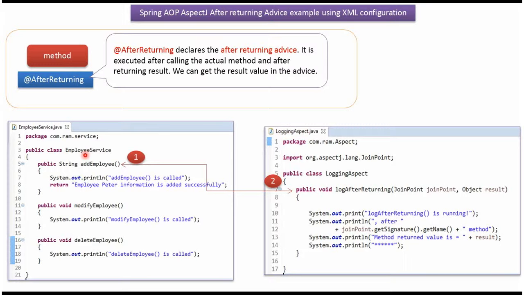Here I have defined the class EmployeeService. It has three methods: addEmployee, modifyEmployee, and deleteEmployee. Here I have defined the class LoggingAspect. It has a logAfterReturning method which accepts a JoinPoint and an Object. We will see how to configure it to call the logAfterReturning method of the LoggingAspect class after calling the addEmployee method of the EmployeeService class, and it returns a string that we can capture in the result parameter of the logAfterReturning method.